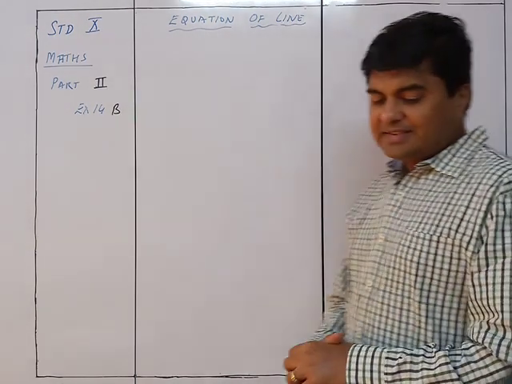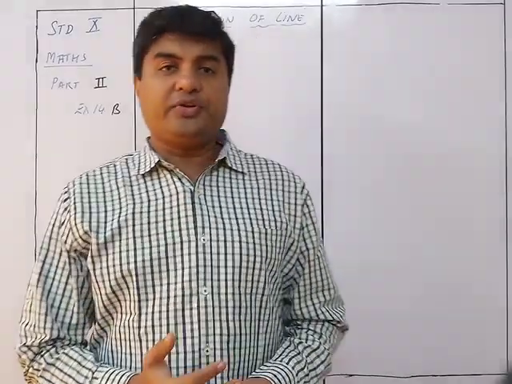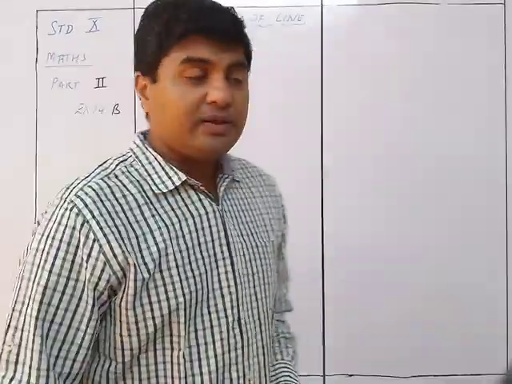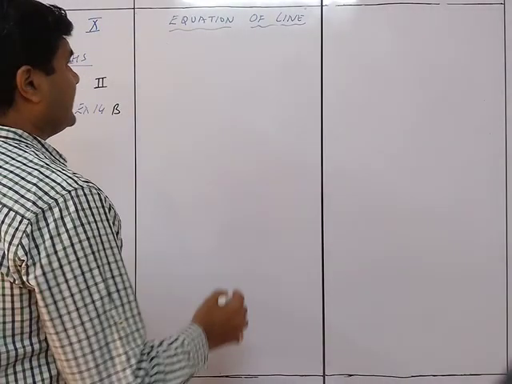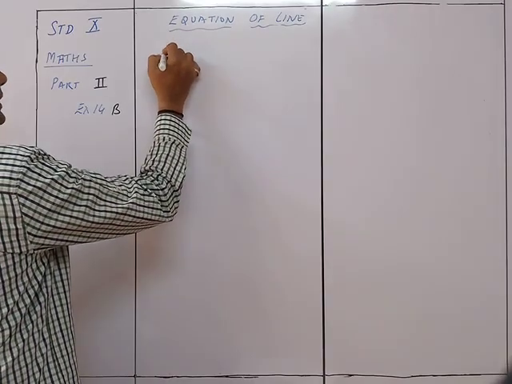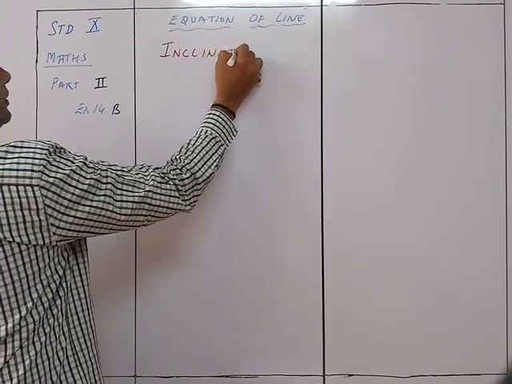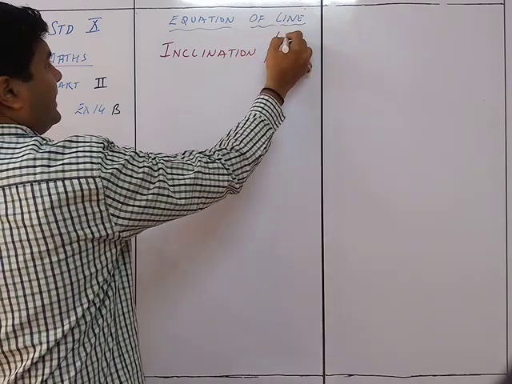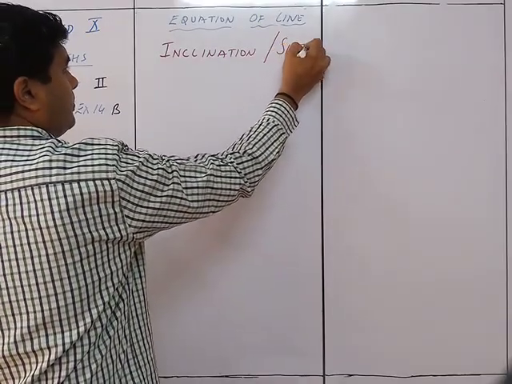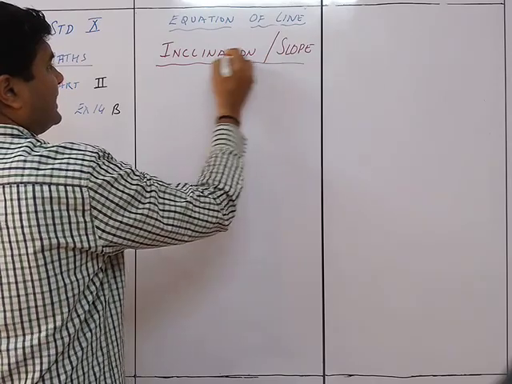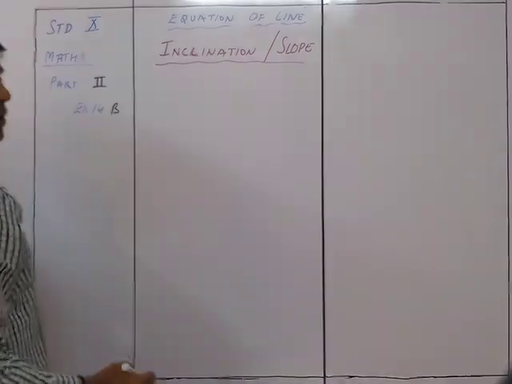Now we move on to the next exercise of the equation of line. This particular exercise is based on inclination, or as we call it in simple words, slope. So that's inclination or slope.